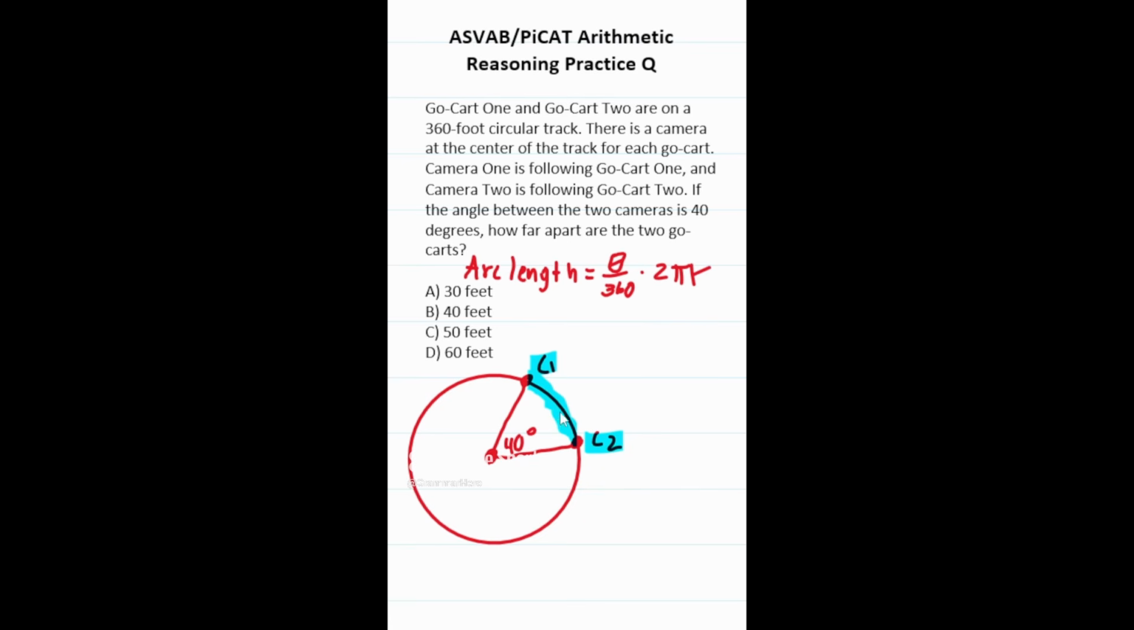That is, we want to find the measure of this arc length right here. Thankfully enough, that's pretty easy to do. We're going to use theta over 360 times 2 pi r. Theta is the measure of the central angle. We know that is going to be 40 degrees according to this problem. 2 pi r is the circumference of the circle. Circumference is the same thing as perimeter, and we know that's going to be 360 according to this problem. Cross reduce like so. So therefore, we know the measure of this arc length, and the distance between cart 1 and cart 2 on this track is B, 40 feet.